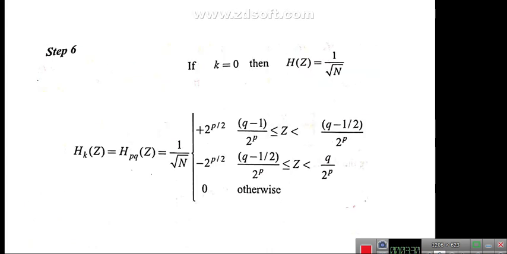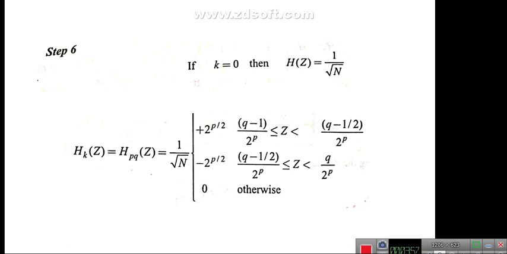Here, if k is equal to 0, then the transform h0 of z is equal to 1 by root n. Then hk of z, if k not equal to 0, is equal to the formula 1 by root n into magnitude 2 power p by 2, where z lies between (q minus 1) by 2 power p to (q minus 1/2) by 2 power p.